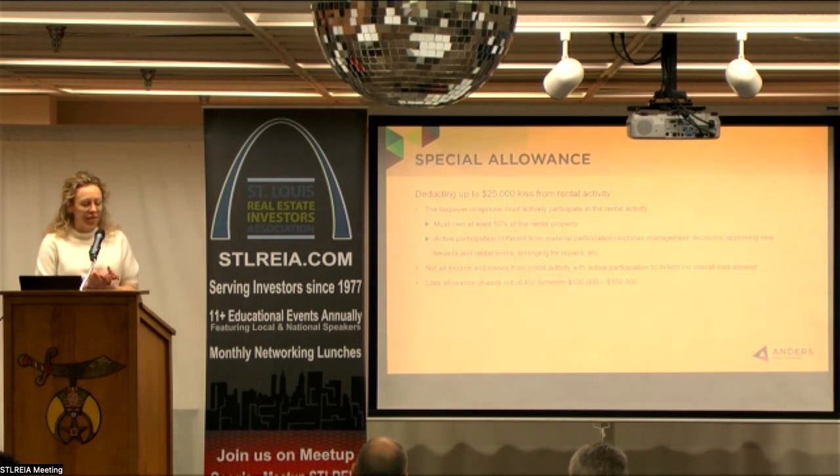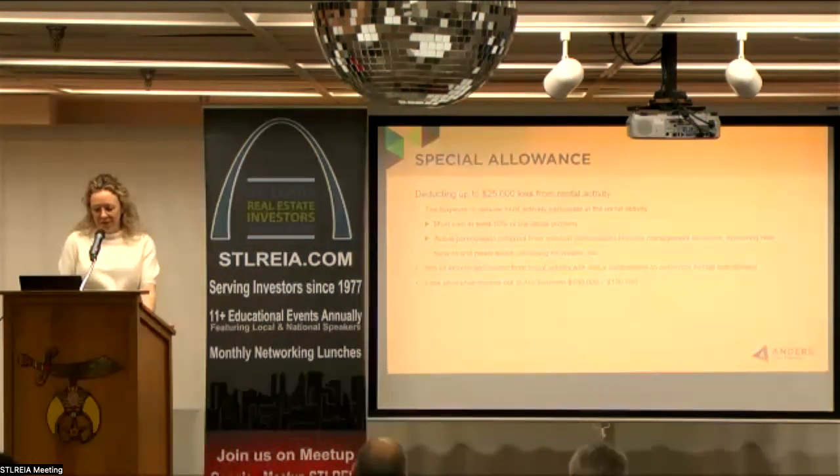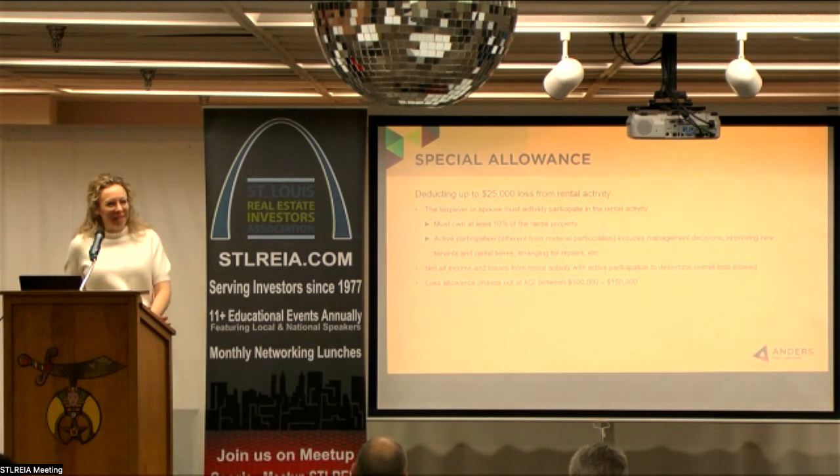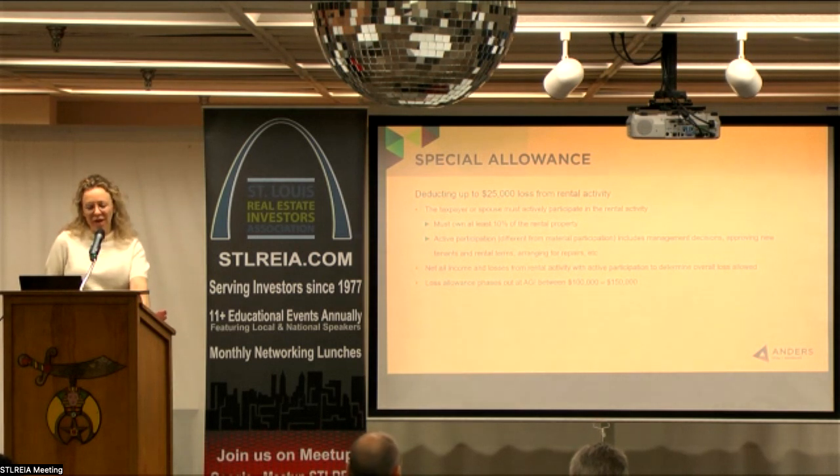Now, the other caveat with this allowance is that, of course, the IRS thinks that if you make too much money, you shouldn't be allowed this deduction at all. So if your adjusted gross income is anywhere between $100,000 and $150,000, the loss is limited and then completely gone.